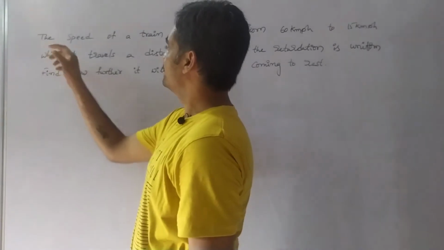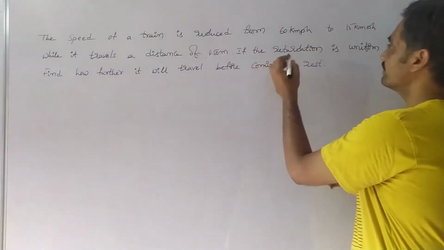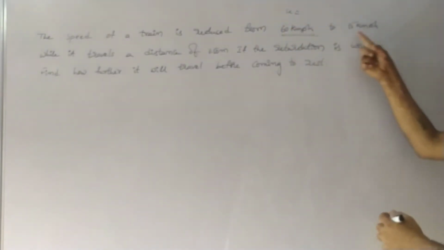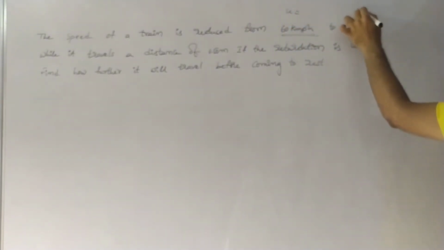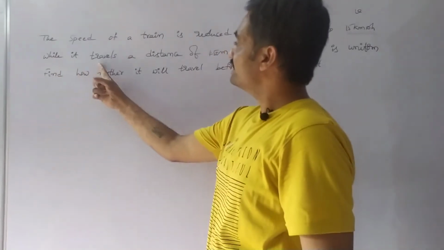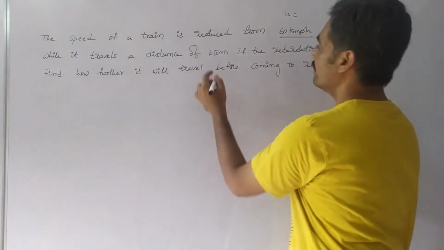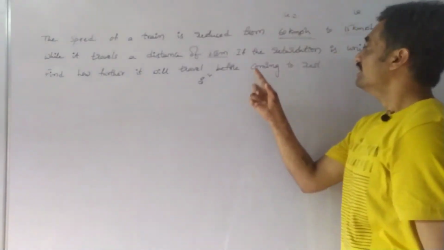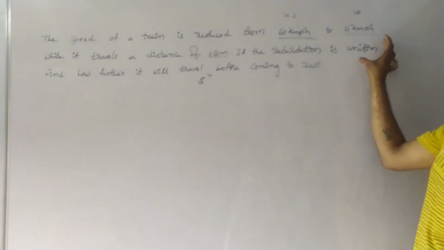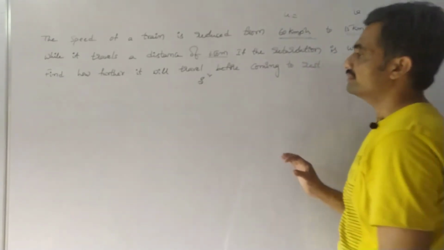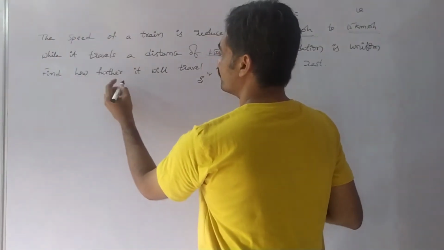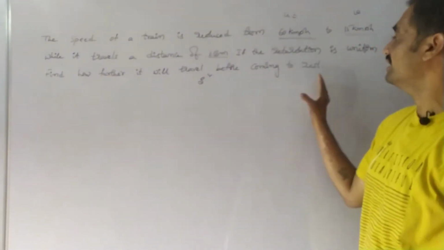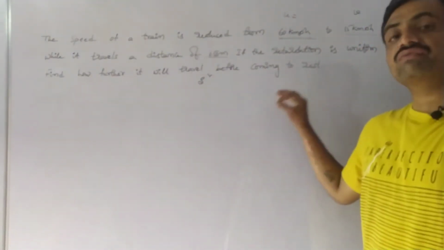The next problem: the speed of a train is reduced from 60 km/h, which we can consider as the initial velocity, to 15 km/h, the final velocity, while it travels a distance of 450 meters. If the retardation is uniform, find how much further it will travel before coming to rest. Now we have to find the further distance traveled by the body after applying the brakes.